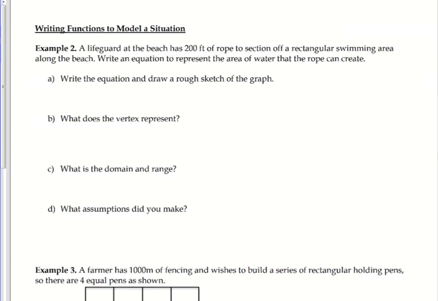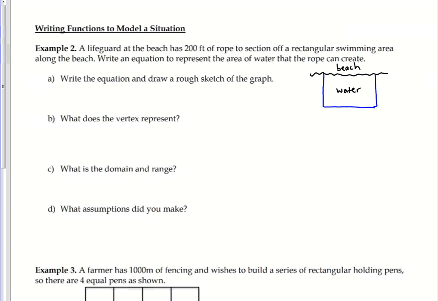area along the beach. So one thing they don't say, which I should have maybe been more clear about, is we're not actually needing rope along the beach, just in the water. Right? So here's the beach, and here's the water. Okay, and we want to put our rope, section off a good rectangle in the water for swimming. Write an equation to represent the area of the water that the rope can enclose.